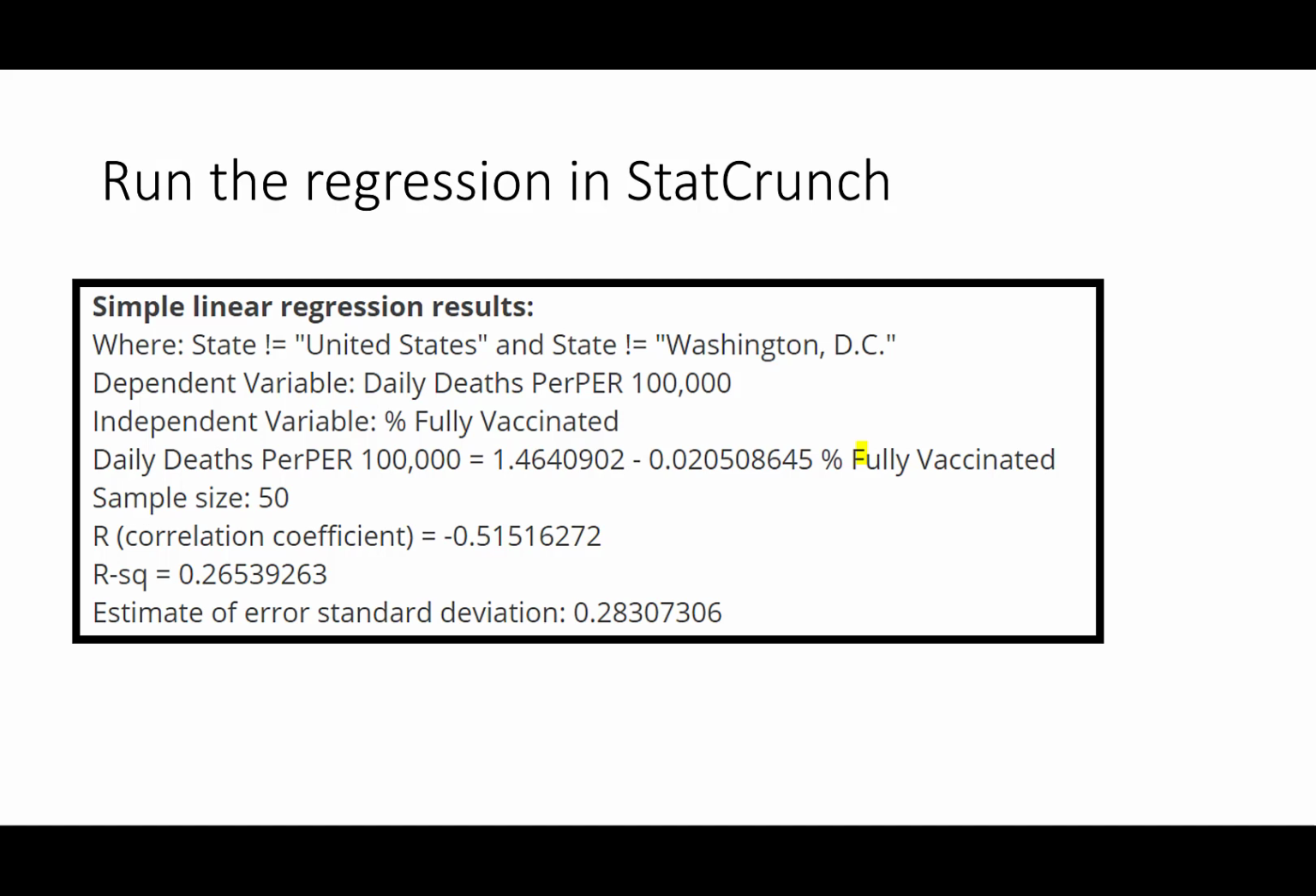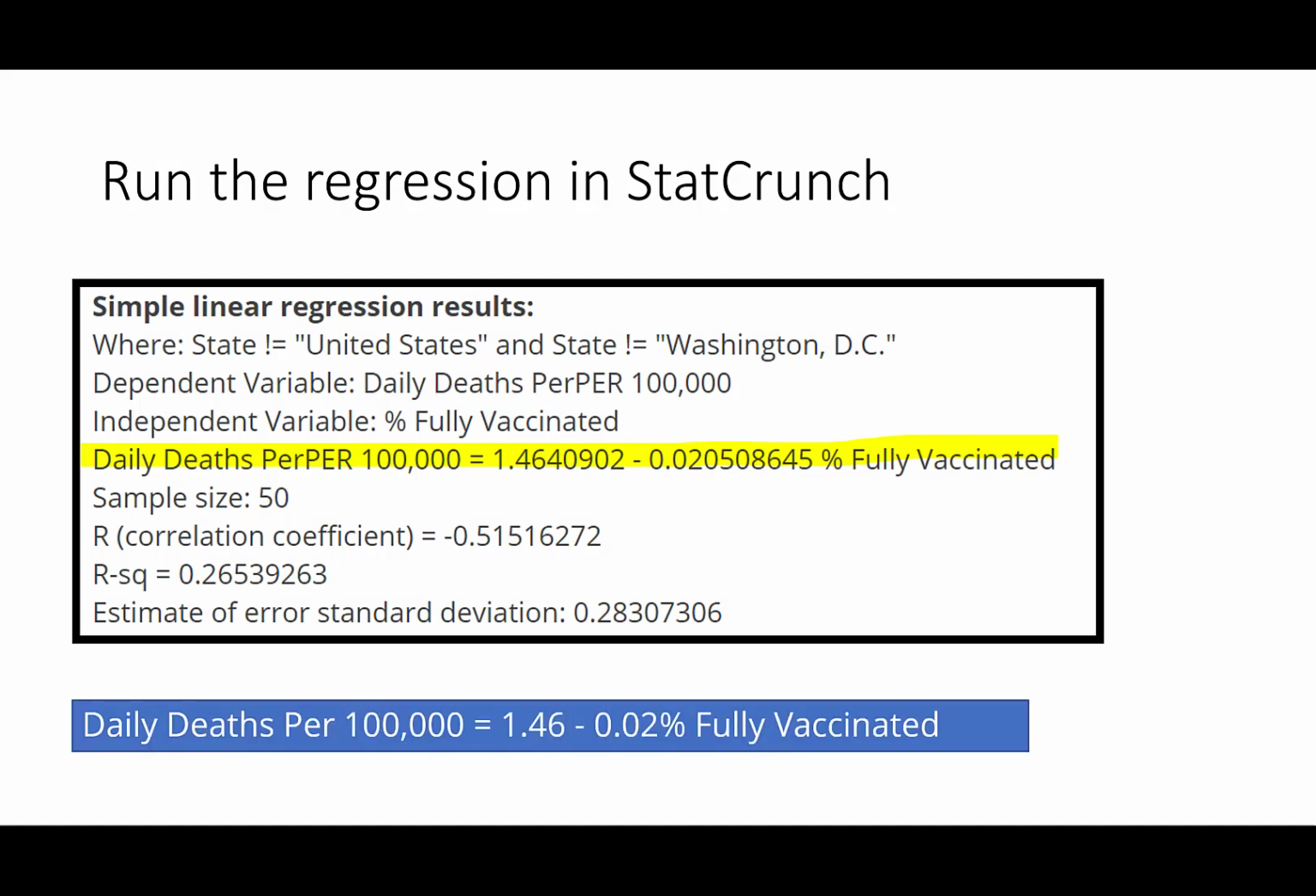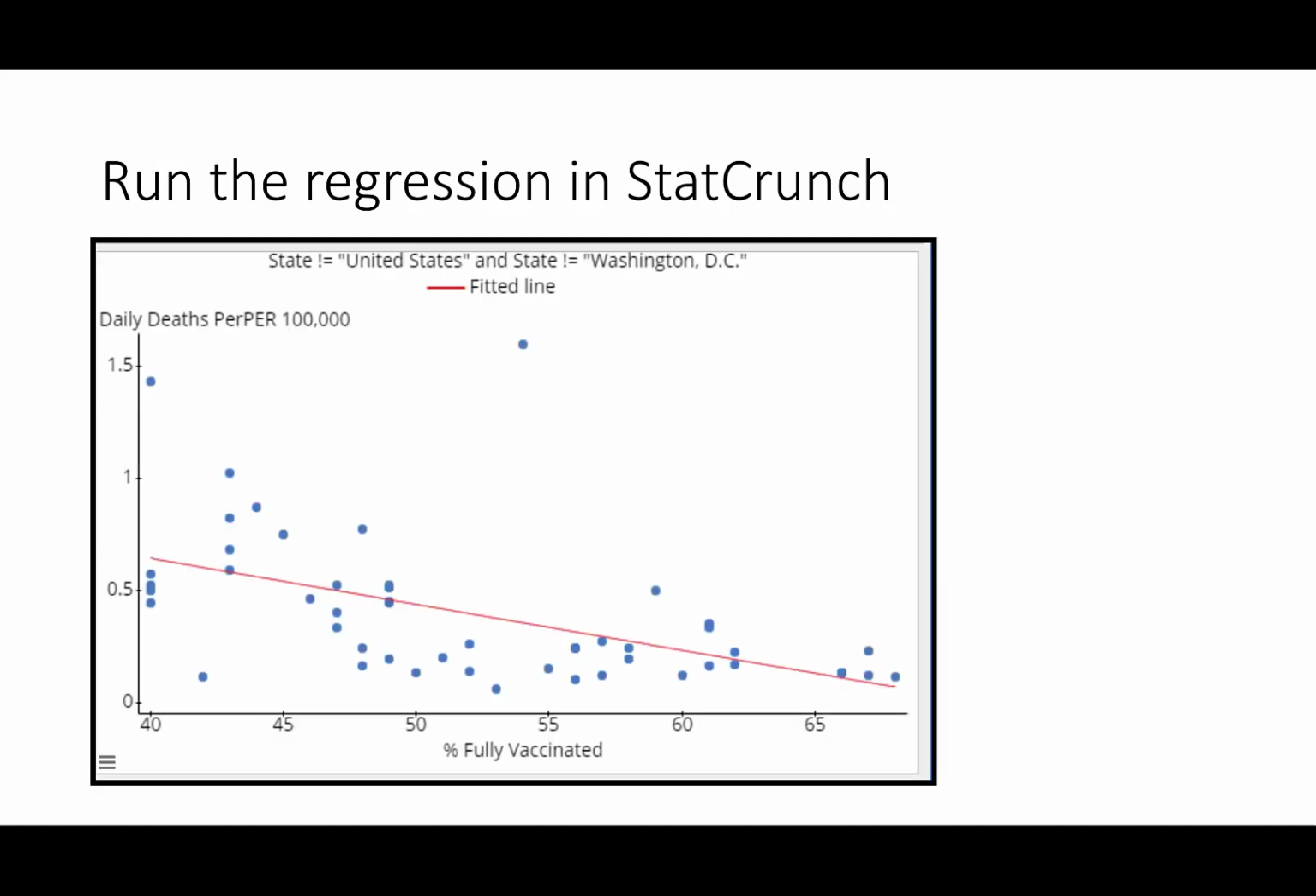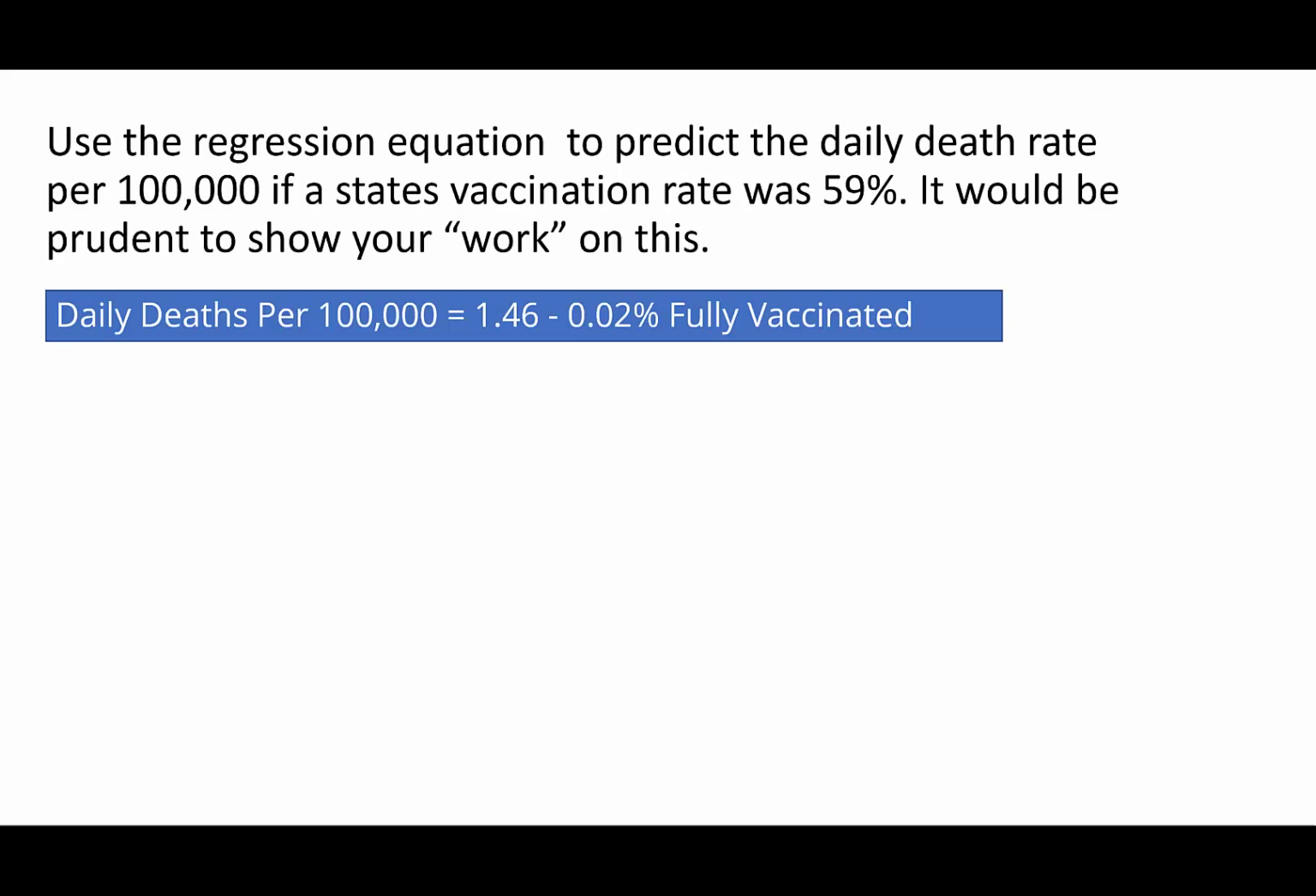And then here is our equation, daily deaths per 100,000 = 1.464 − 0.0205 × % fully vaccinated. And we can round that to 2 decimal places or whatever the test or project says. And here is the scatter plot of that with the regression line put over there.